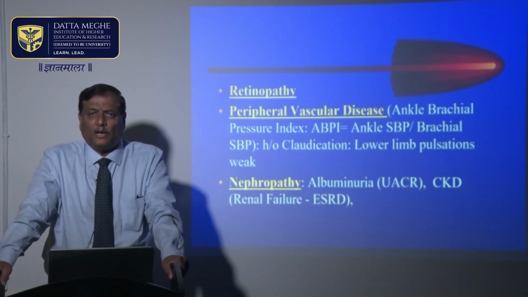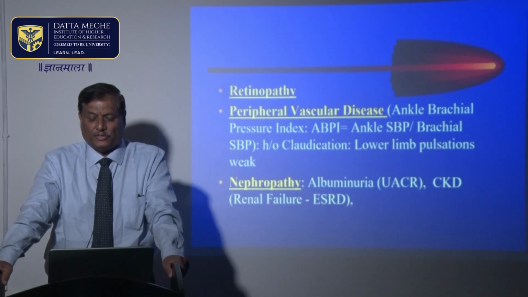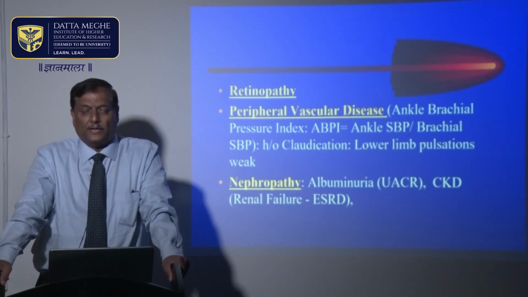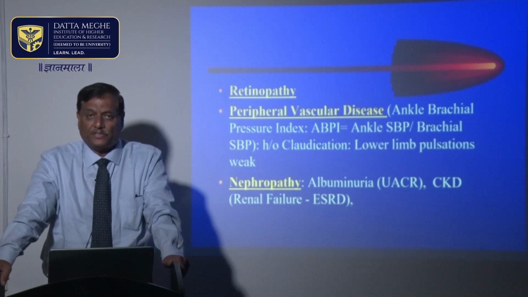And we can do what is known as the ankle brachial pressure index, ABPI, where the ankle systolic blood pressure is divided by the brachial systolic blood pressure by Doppler technique, and it should normally be about 1, but in patients who have peripheral artery disease, the ABPI is markedly decreased.